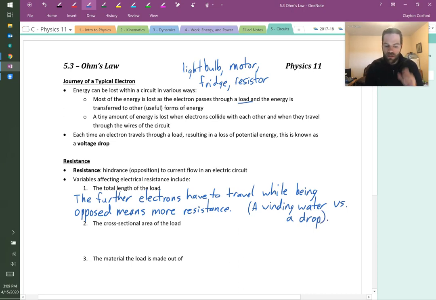The next thing that affects the amount of electrical resistance in a load is the cross-sectional area. How big or how small is the area that the charges, the electrons, have to flow through? The wider the path, the more electrons can pass through.